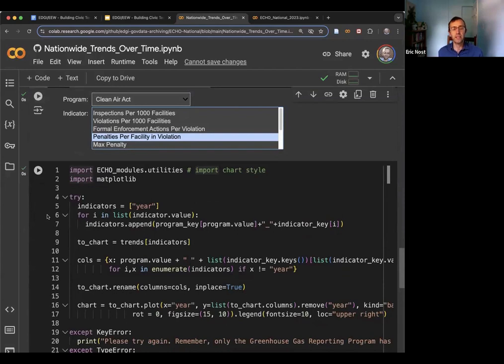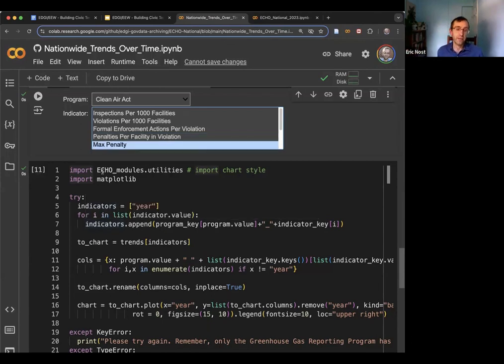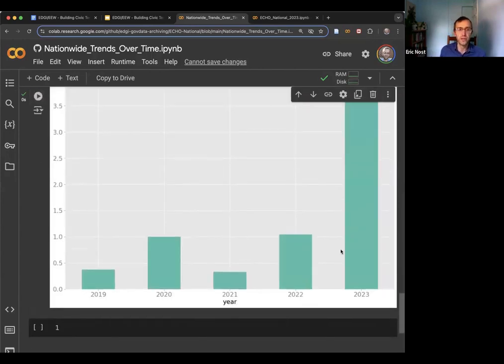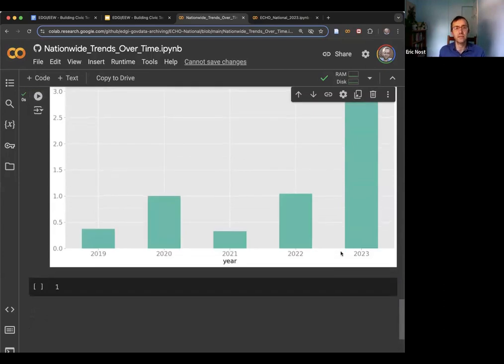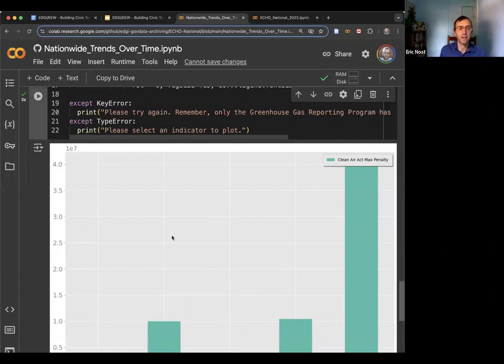Penalties per facility in violation. I'm not going to show this. I encourage you to explore it on your own time, but it is sensitive to large settlements made with egregiously violating facilities in different years. So it's really hard to look at trends in that. And we can see that if we look at the max penalty here, where in 2023 there must have been some sort of settlement with a group of companies that led to a huge fine under the Clean Air Act.